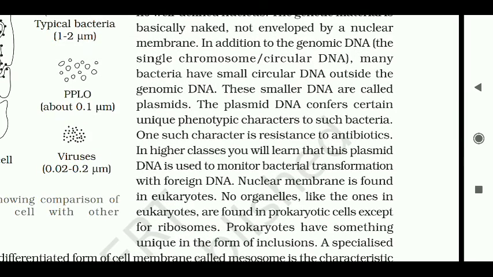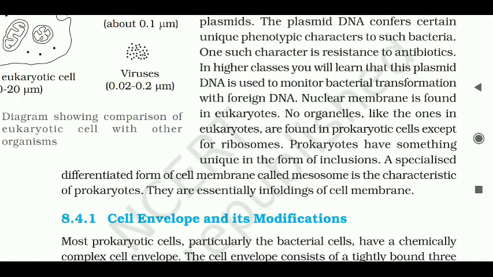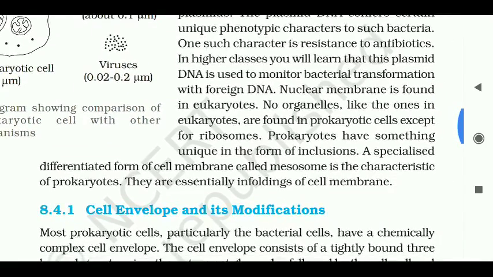No organelles like the ones in eukaryotes are found in prokaryotic cells except for ribosomes. Prokaryotes have something unique in the form of inclusions. A specialized differentiated form of cell membrane called mesosome is the characteristic of prokaryotes. They are essentially infoldings of cell membrane.